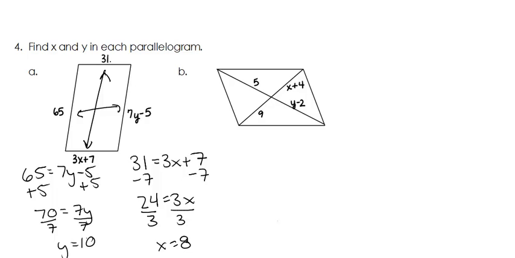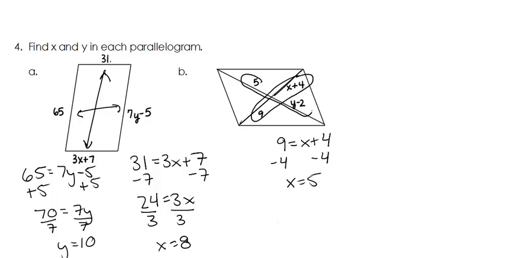On this one, I'm going to use the property that the diagonals bisect each other. Notice 9 and x plus 4 are two segments of the same diagonal. Since the diagonals bisect each other, I know those segments have to be congruent. So 9 equals x plus 4 is my first equation. And then I just need to subtract 4 from both sides, and I get x equals 5. So that's my first variable.